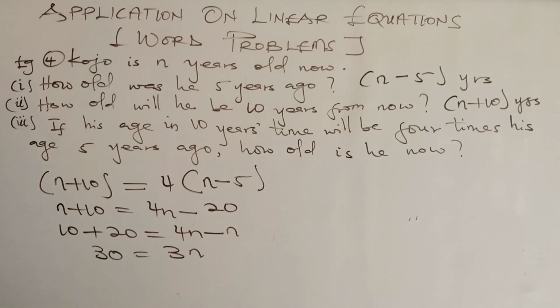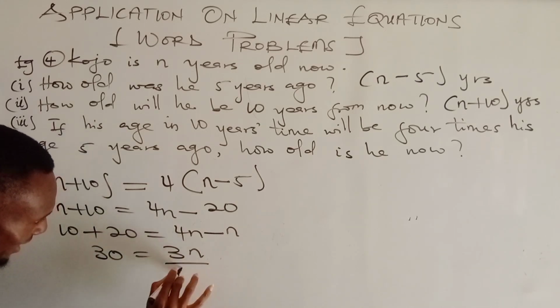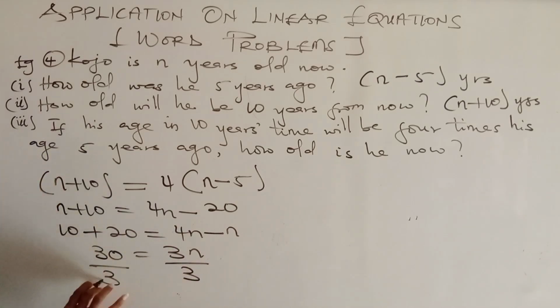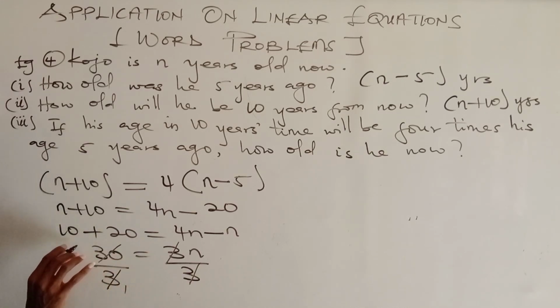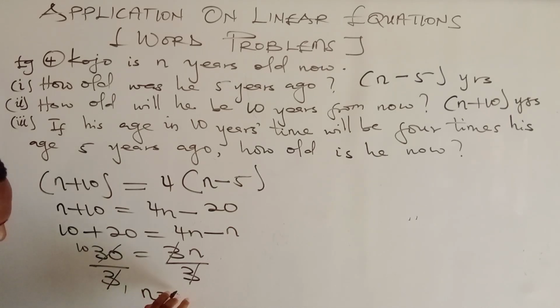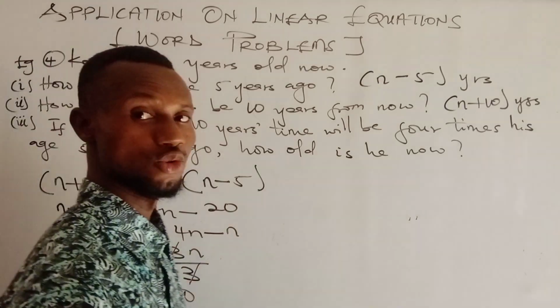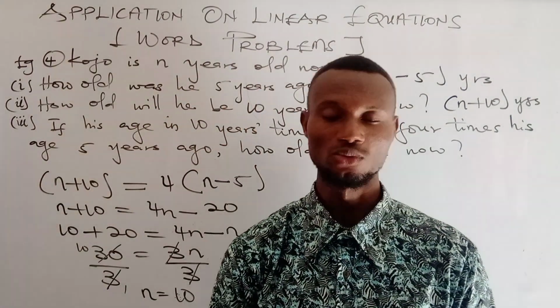So to get my value for n, I divide through the equation by the coefficient of n, which is 3. So I divide here by 3, here also by 3. This and this cancel. 3 goes here, 1, 3 goes into the 30, 10 times. Okay, so we have that my n is equals to 10. Okay, I hope you understand and you agree with me up to this point.